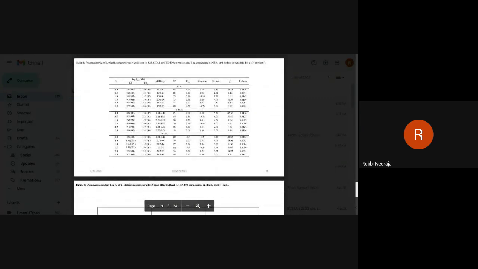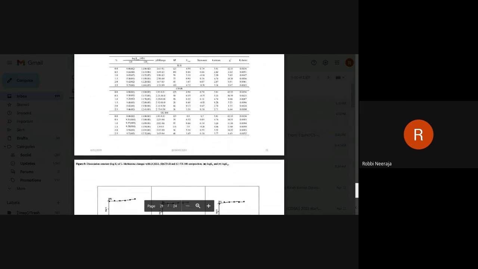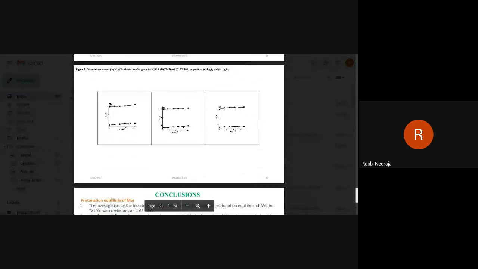In the experimental procedure, we have used three surfactants, namely SLS, which acts as an anionic surfactant, CTAB, which acts as a cationic surfactant, and Triton X100, which acts as a neutral surfactant. These are the statistical data obtained from our experiments. And then we also plot a graph between the dissociation constant and the mole fraction. These are the graphs obtained.